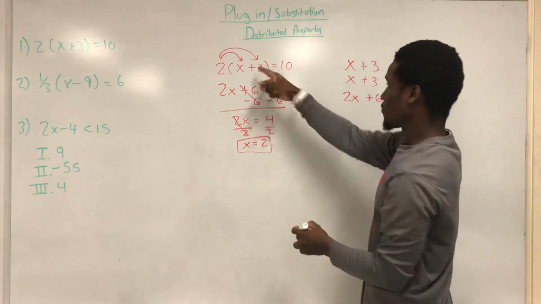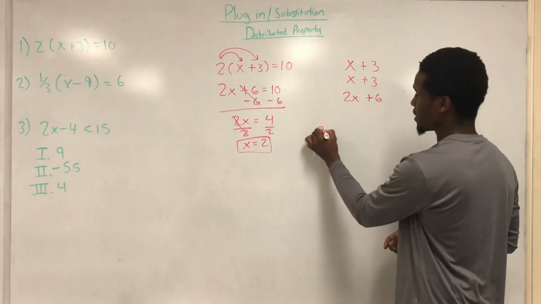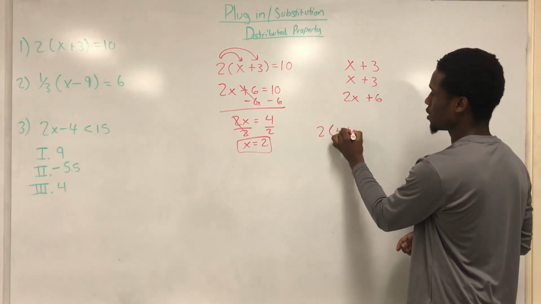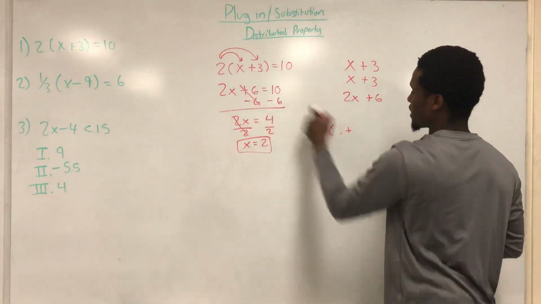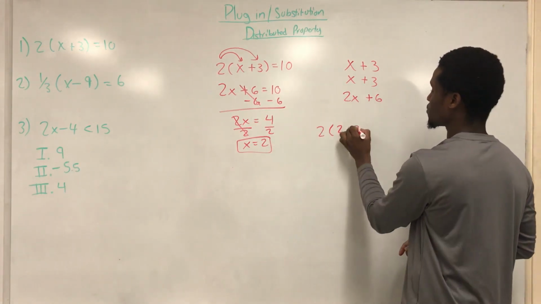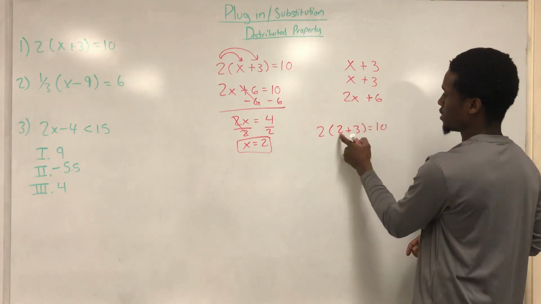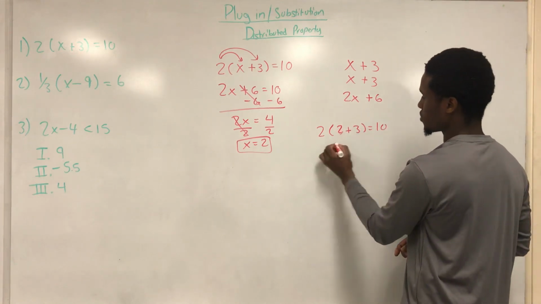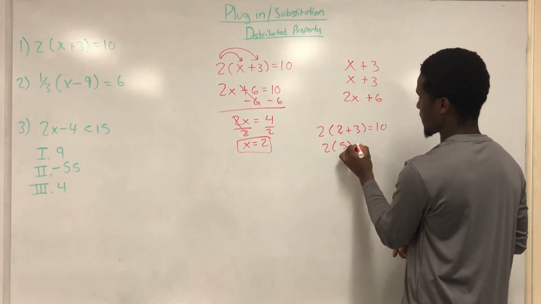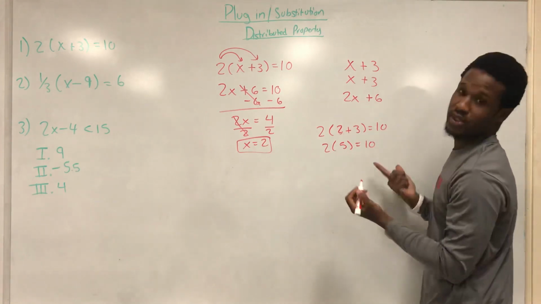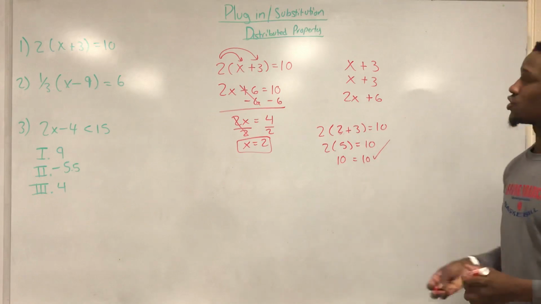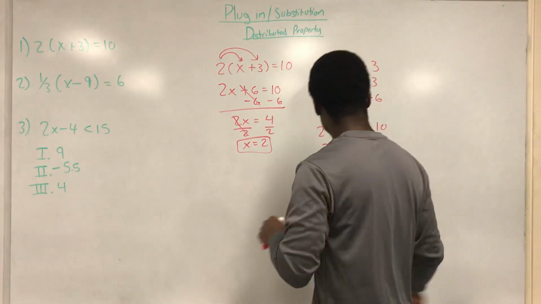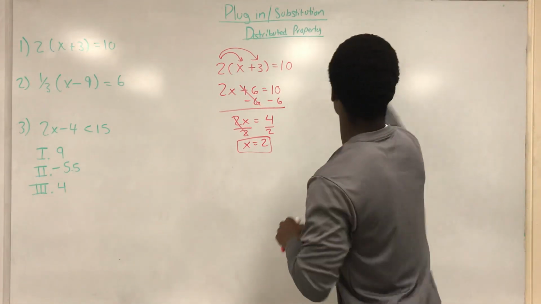All right? And if we just go ahead and plug that in, I'm going to plug in 2 for x. 2 times (2 plus 3) is going to be equal to 10. 2 plus 3 is 5. And 5 times 2 is in fact equal to 10. So 10 is equal to 10. I've now checked my work. Okay? Let's go ahead and try that with another one.